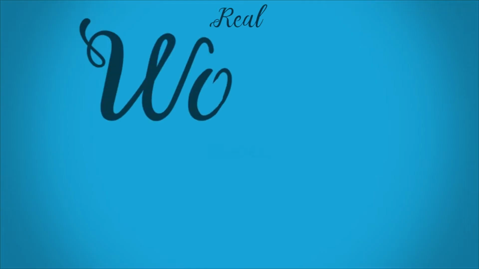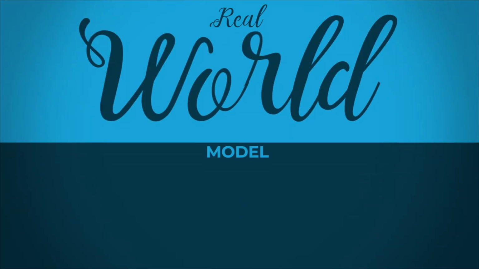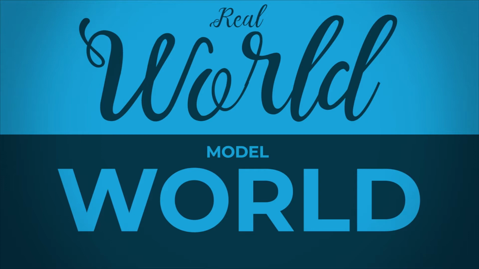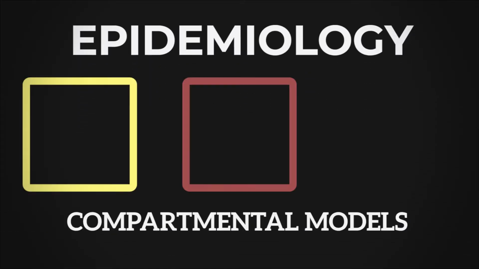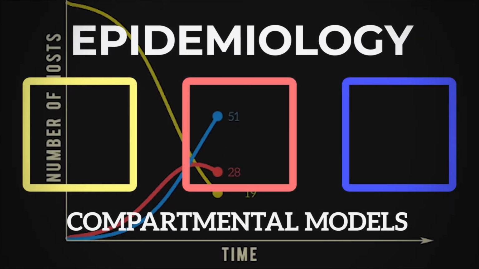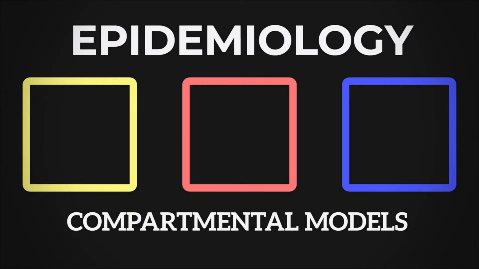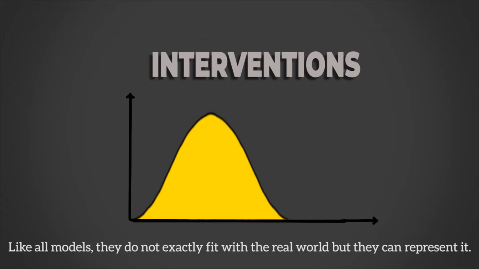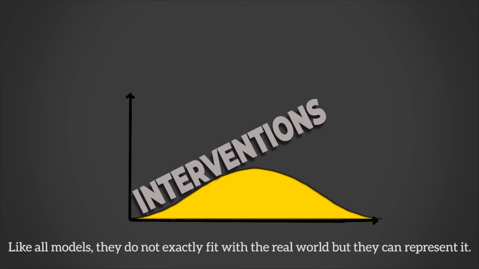First of all, the real world is very complicated. So let's use a model to see what we can get from it. In epidemiology, compartmental models are used to represent the dynamics of diseases. The simplest of these models is the SIR model. In this model, we can see what our interventions do to the curve.